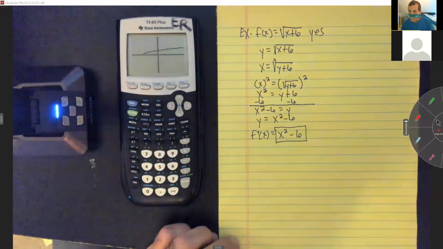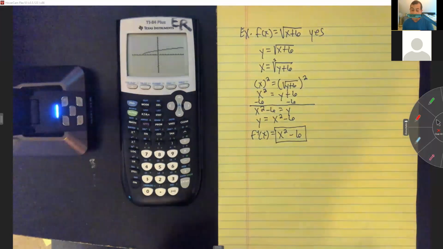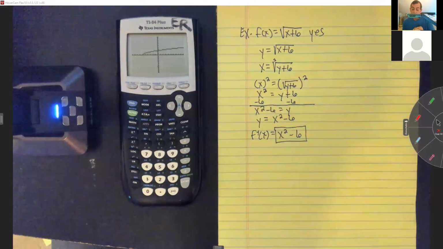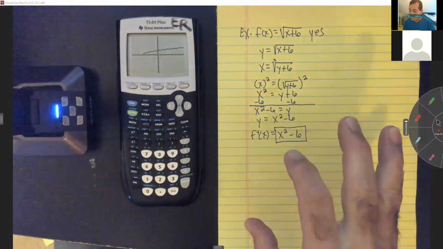All right, y'all, so that was 9.2, and the main thing was just to remember to replace the f of x with the y, switch them, solve it for the new y, and then when you're done, use your f inverse notation, okay?